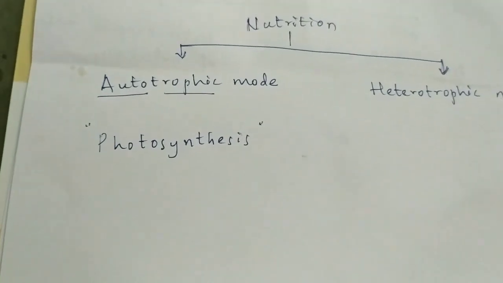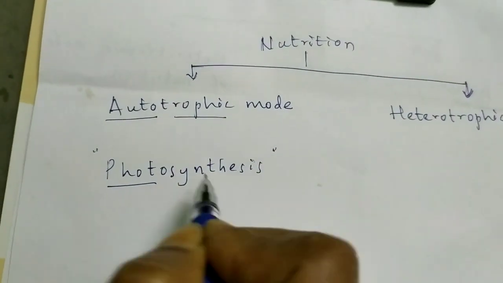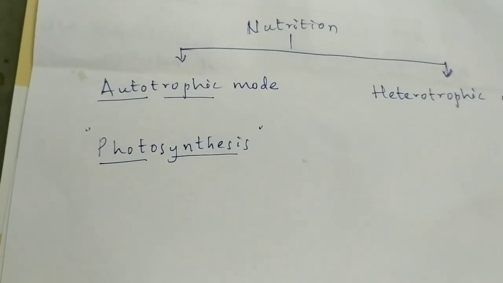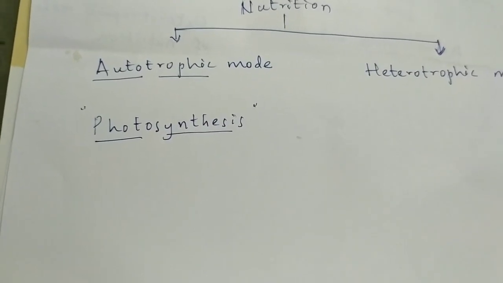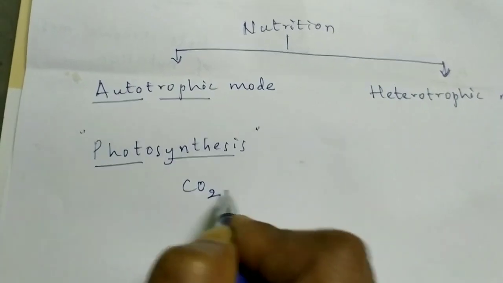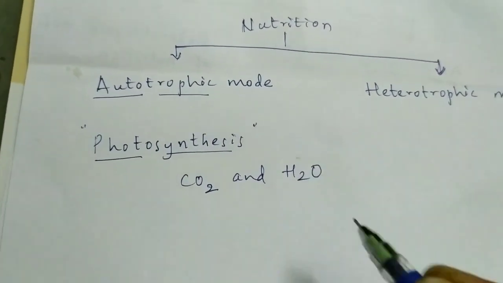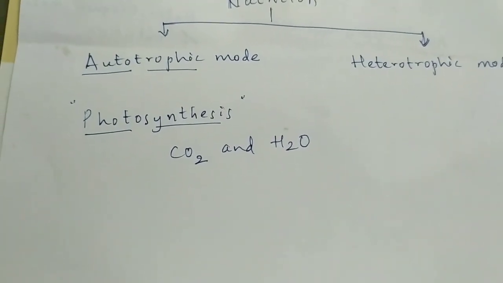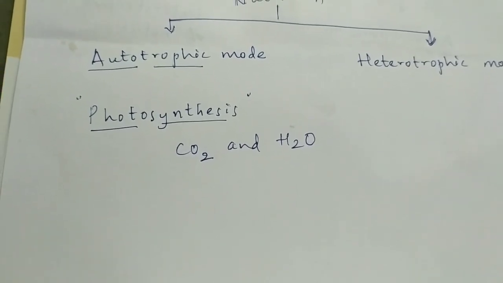What do you mean by photosynthesis? Photosynthesis involves two words, photo and synthesize. It's a process by which the organisms can prepare their own food by using the raw materials like carbon dioxide and water in the presence of sunlight and chlorophyll. Such a process is called photosynthesis.